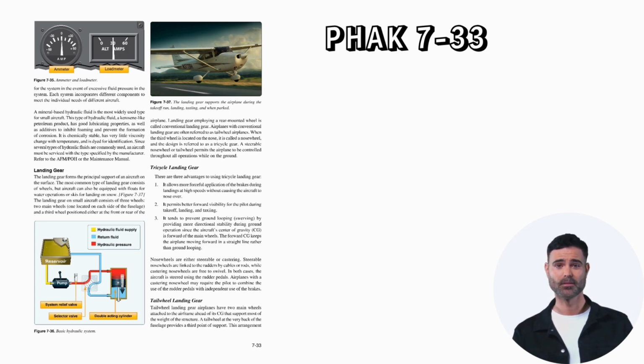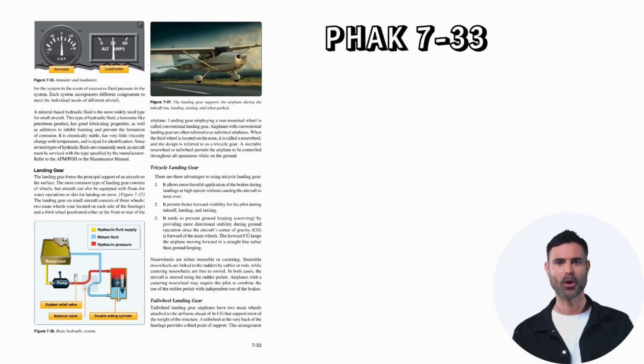Since several types of hydraulic fluids are commonly used, an aircraft must be serviced with the type specified by the manufacturer. Refer to the AFM/POH or the maintenance manual. Landing gear. The landing gear forms the principal support of an aircraft on the surface. The most common type of landing gear consists of wheels, but aircraft can also be equipped with floats for water operations or skis for landing on snow.